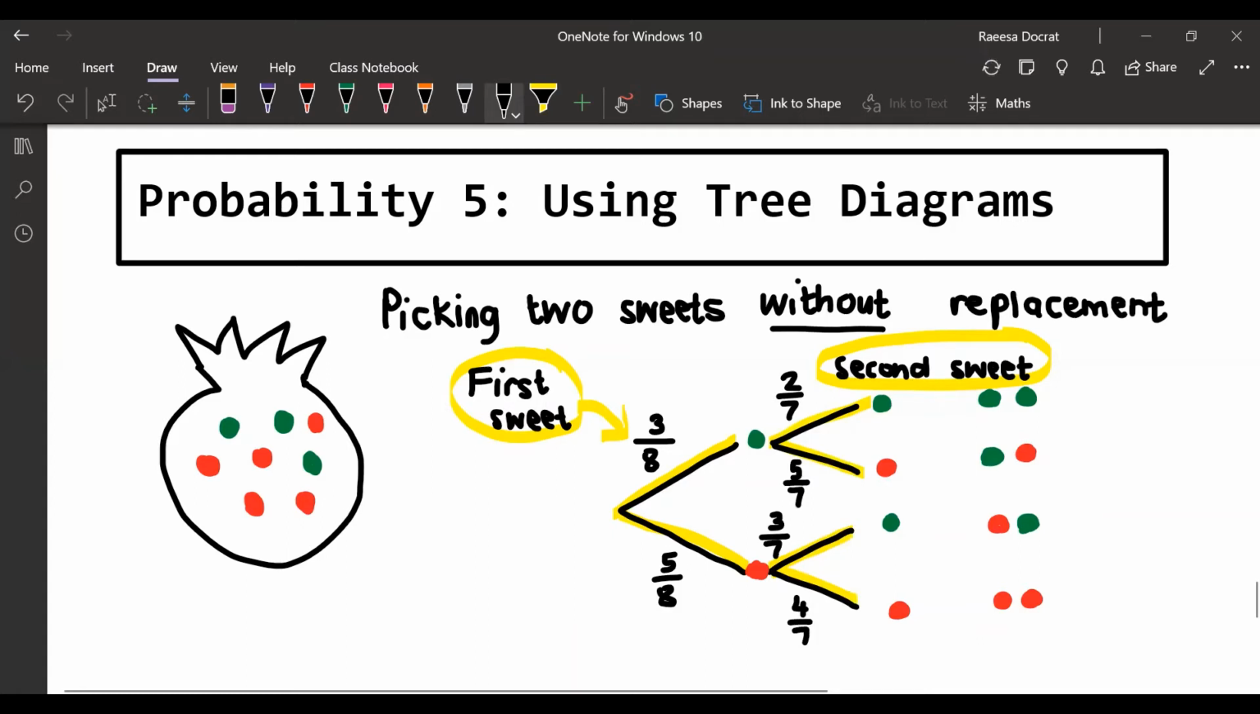So there we have our tree diagram. In a tree diagram, we indicate the outcomes and the probability of those outcomes.